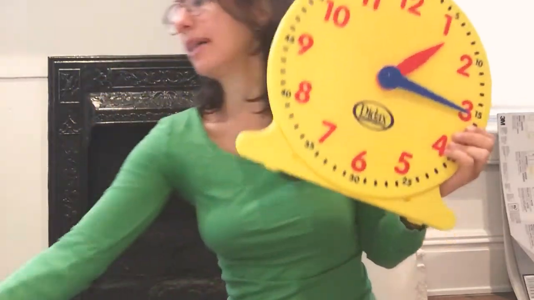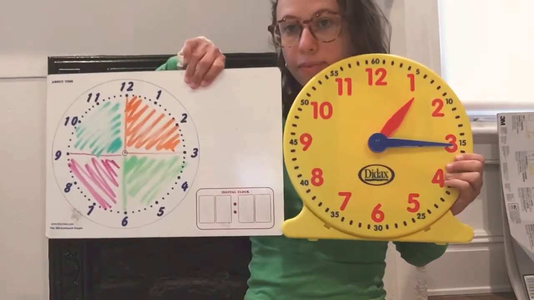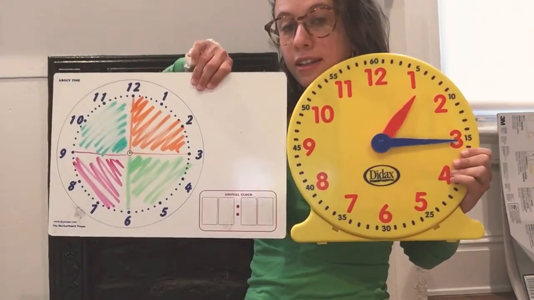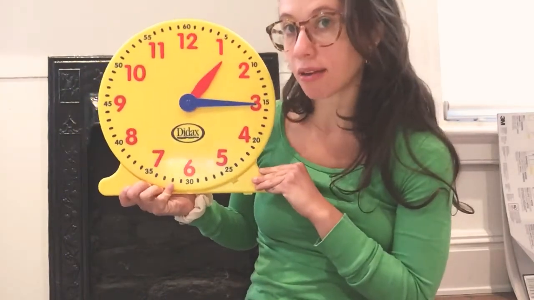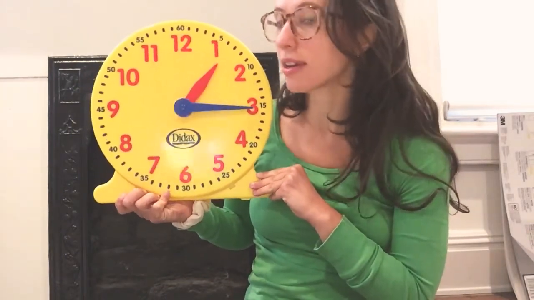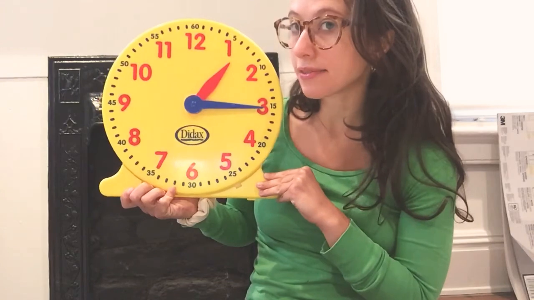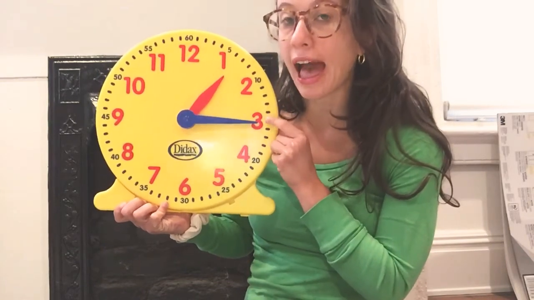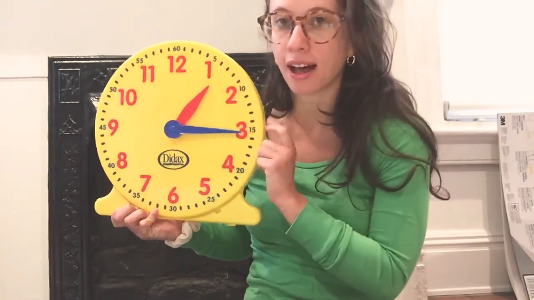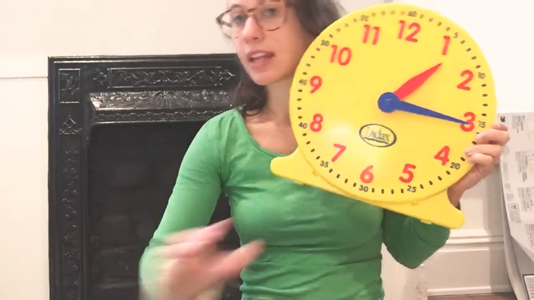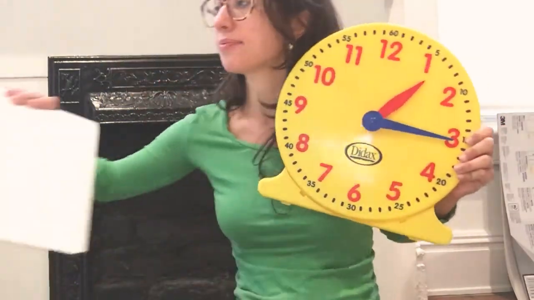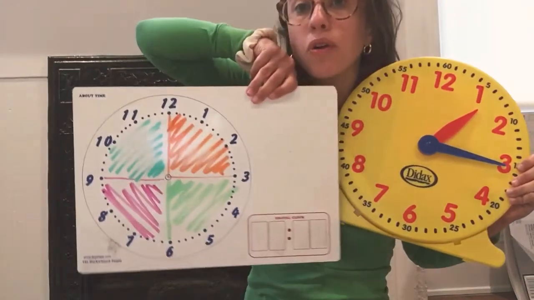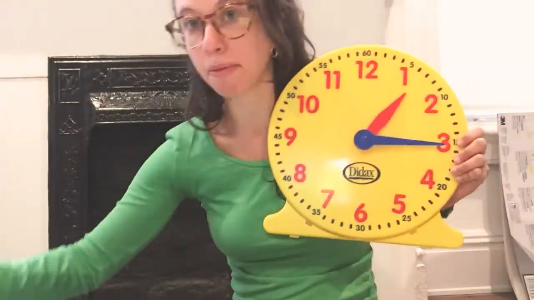Because if you remember my drawing here, a quarter of the hour has gone by. So another way of saying this is a quarter after 1 o'clock. A quarter after 1 o'clock, because 1/4 or a fourth of the hour has gone by.